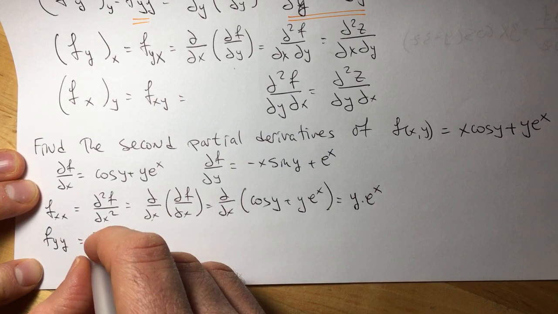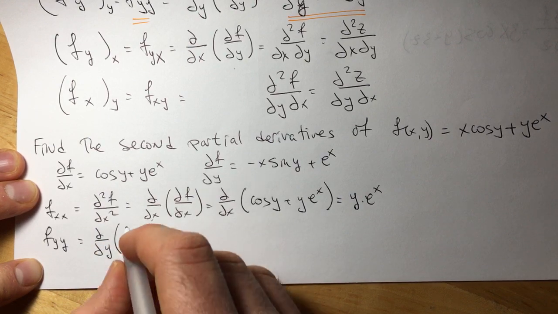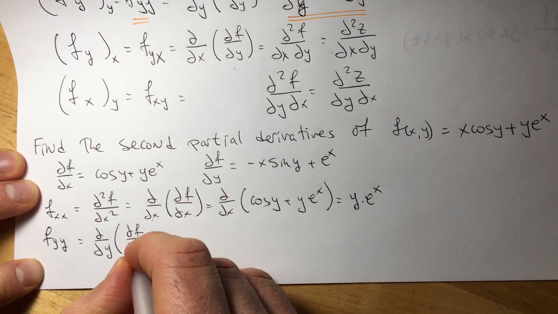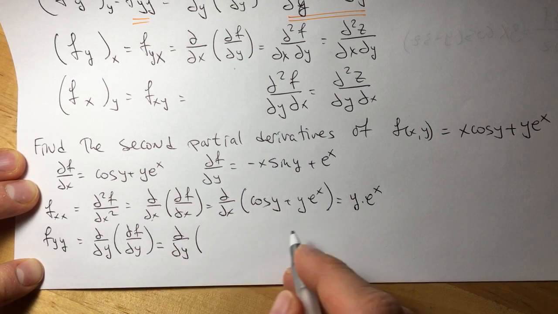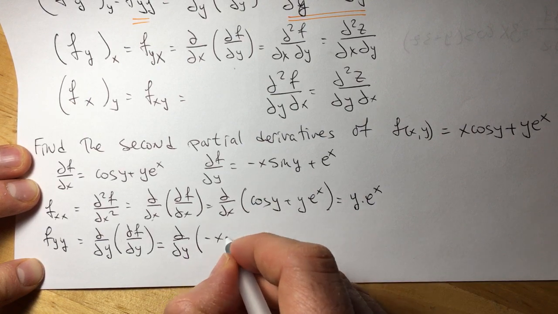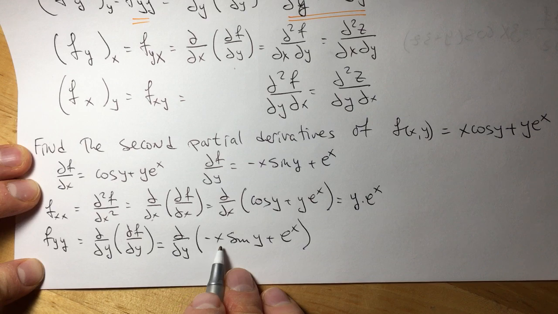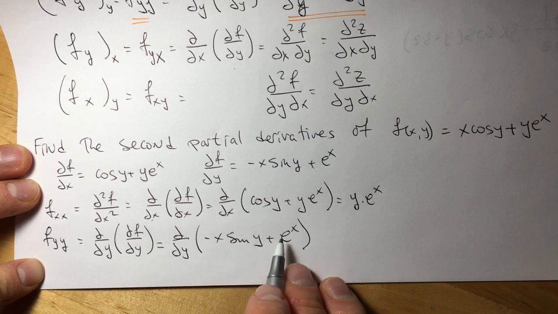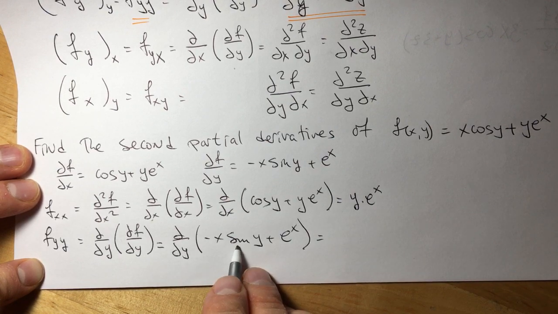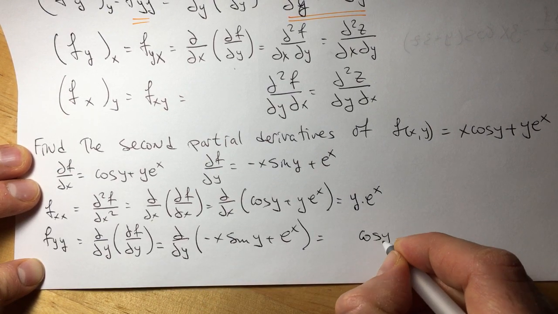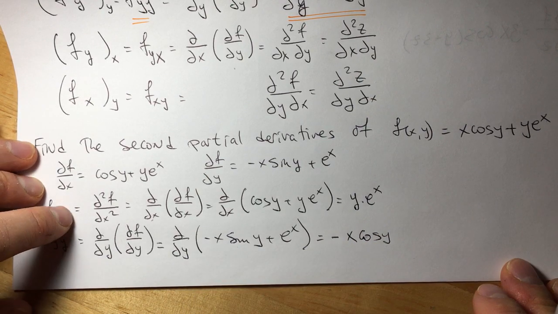Now, the second order partial derivative with respect to y is the partial derivative in terms of y of partial f partial y, which is of negative x sine of y plus e to the power of x. When I differentiate this with respect to y, e to the power x is just a constant, and the derivative of a constant is 0. The derivative of sine of y is cosine of y, and here negative x stays because it's being treated as a constant.